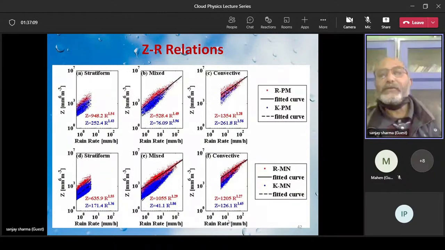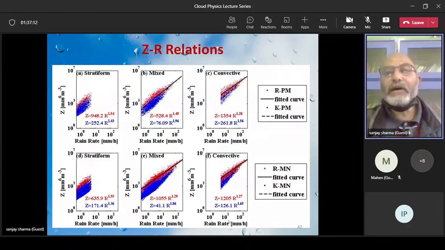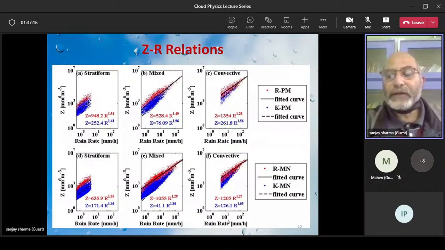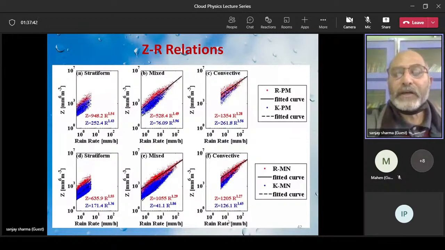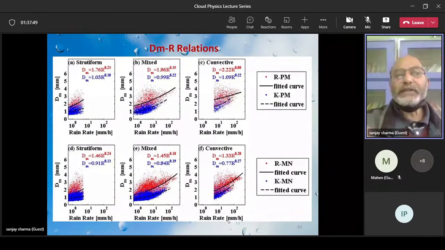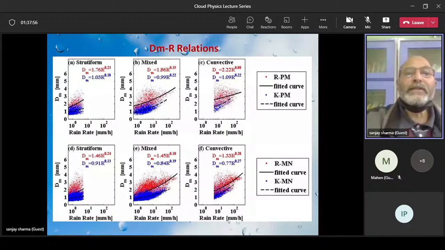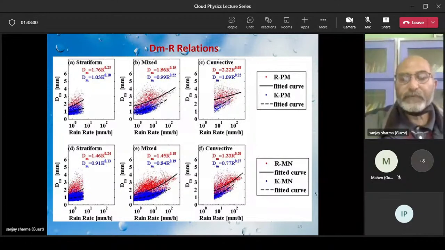And we have a ZR relationship for three different regions. Upper panels are for pre-monsoon and lower panels are for monsoon season. And red one is for Rampur Hat, blue one is for Kohima. We can see very clear clusters are there for the same rainfall content, different clustering of ZR scatter plots are observed, and they have a distinct ZR relationship. Similarly, for DM also, we can see that different clustering is observed and eventually different DMR relationship is also observed.